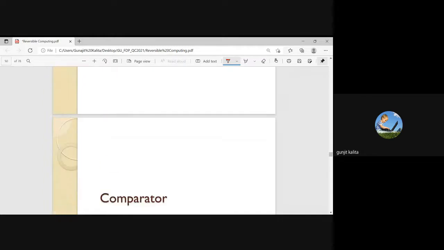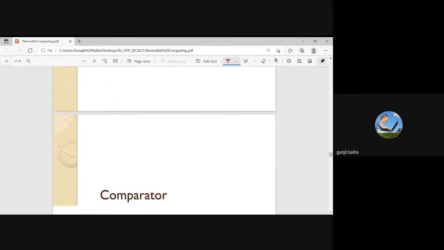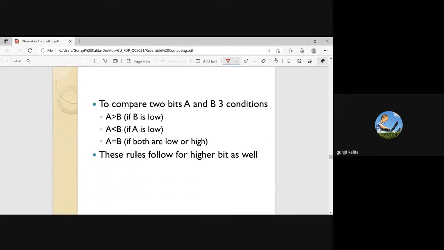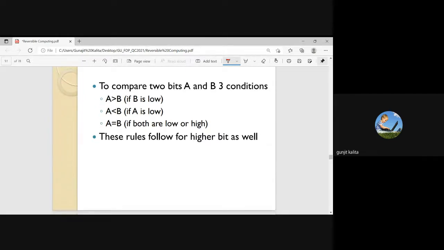Now, comparator and decoder we have mentioned here. Let us see. What will the comparator be? Normally a comparator compares two bits, as the basic one. Compare two bits, suppose A and B, and three conditions are there: A greater than B, A smaller than B, and equal. In terms of Boolean, if B is low, then this condition is true. If A is low, this condition is true. And if both are high or low at the same time, then this condition is true. So for higher order bits also, this same formula will work.